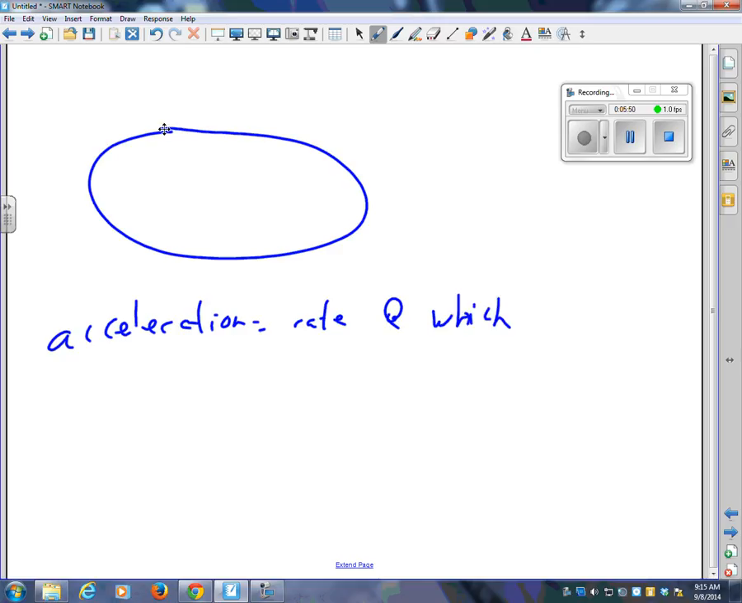The rate at which velocity is changing. Okay? A lot of people confuse acceleration with velocity. It is the rate at which the velocity is changing. Because acceleration is a rate. It is a measure of how fast the velocity is changing per unit of time.